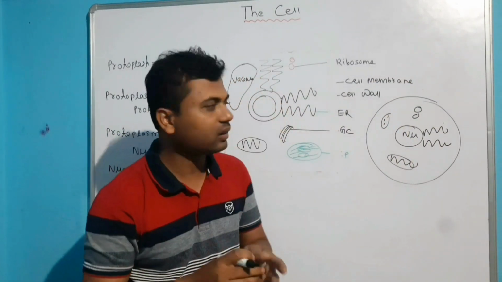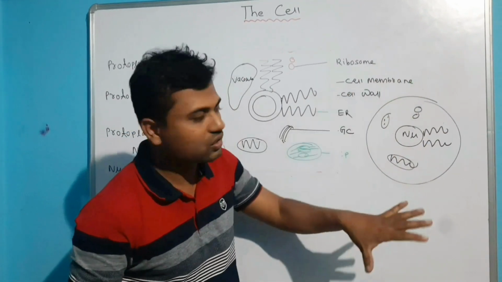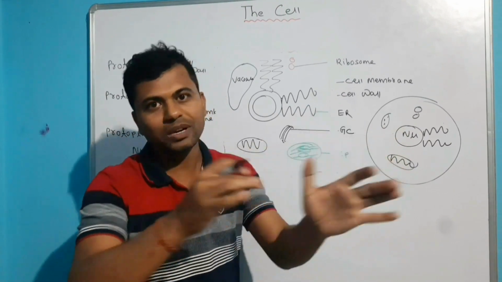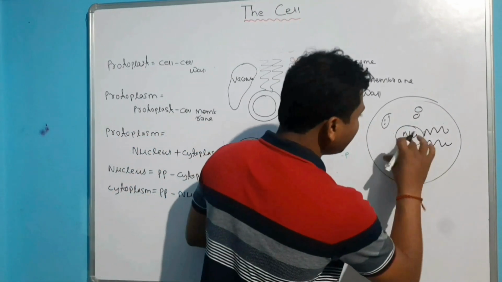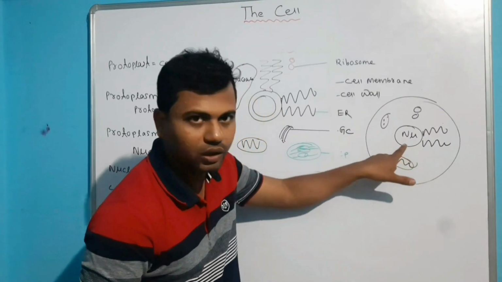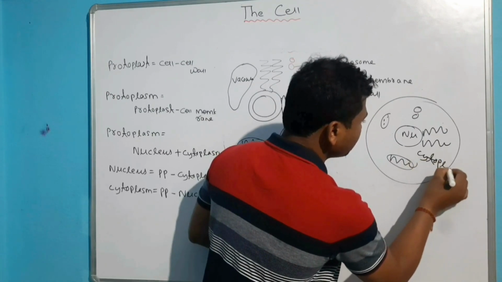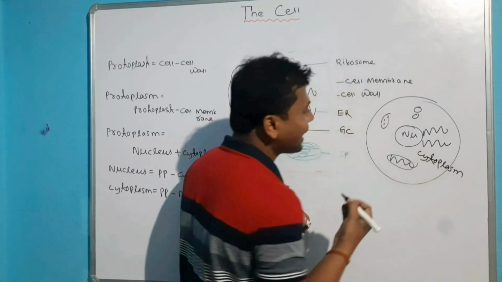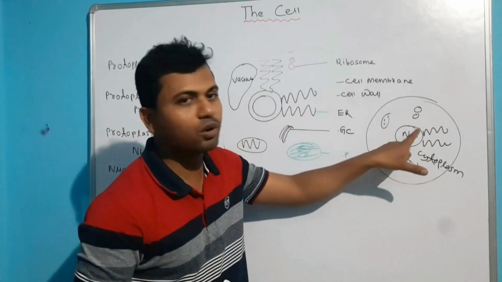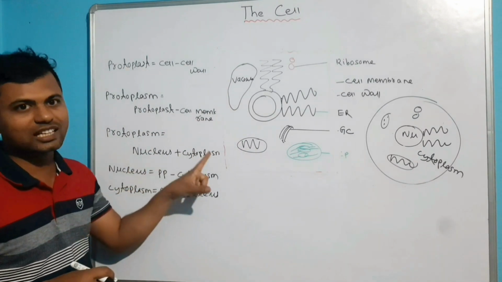Then, as you know, the nucleus is the master cell organelle. So now you consider the nucleus as one part and the remaining portion of the protoplasm as another. The remaining portion of the protoplasm that is present between the cell membrane and the nucleus, you call it the cytoplasm. Now we can write that protoplasm is equal to nucleus plus cytoplasm. So protoplasm is equal to nucleus plus cytoplasm.